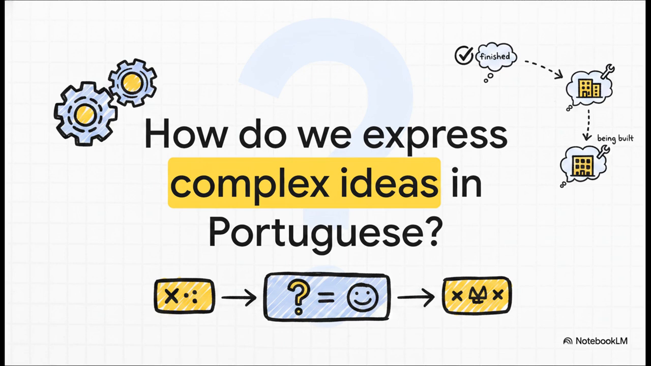So the crucial question is this: how do we express those really complex ideas? How do you say that you had already finished something before something else even happened? Or that a massive project is being built right now? You don't do it by memorizing a dictionary of new words. You do it by combining the simple words you already know using auxiliary or helper verbs.